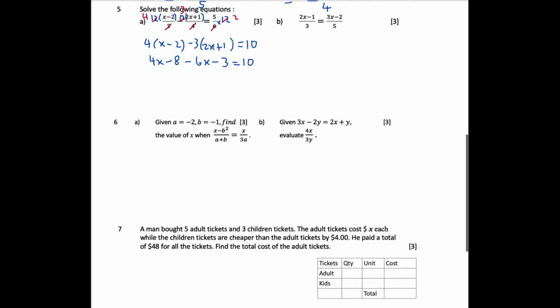Notice that there is only one equal sign in the middle. There's no equal sign on the side. 4x minus 6x, there's more negative than positive. The result is negative 2x. Negative 8, negative 3, negative 11.